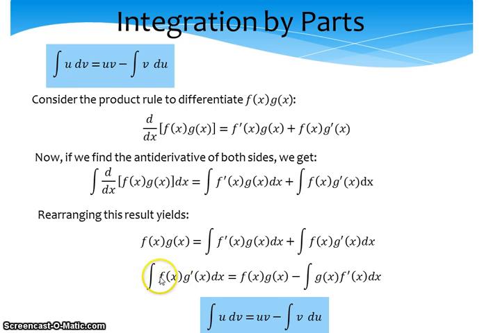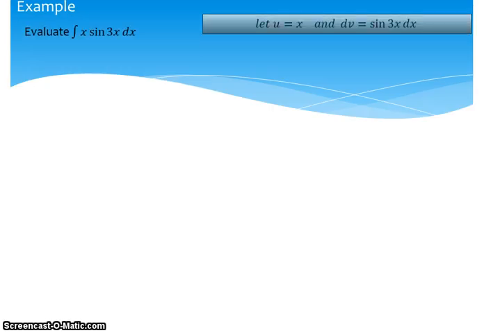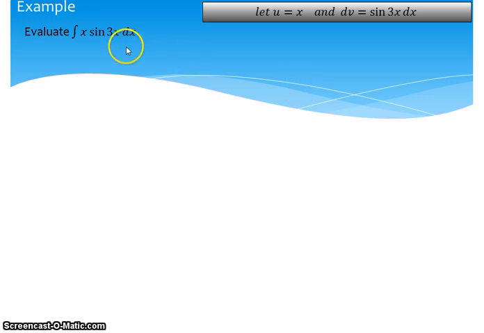So now we see that we get the integral of f of x, which is my u, g dash of x dx is my dv, is equal to f of x times g of x minus the integral of g of x times, this is my v again, and this whole thing must be du. So to be able to integrate using integration by parts, we got to do some groundwork first. We got to split and identify u and dv. In this case, I would let my u be x and my dv be the remaining expression, which is sine of 3x dx.